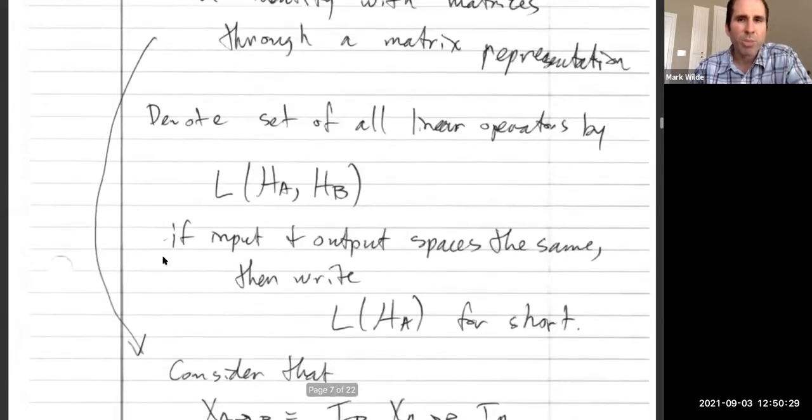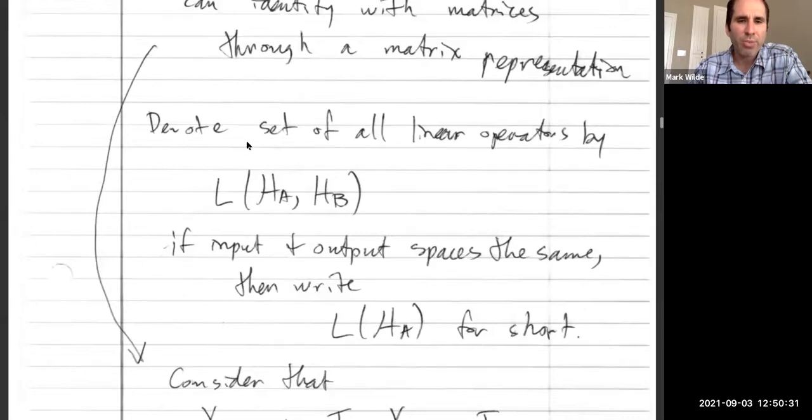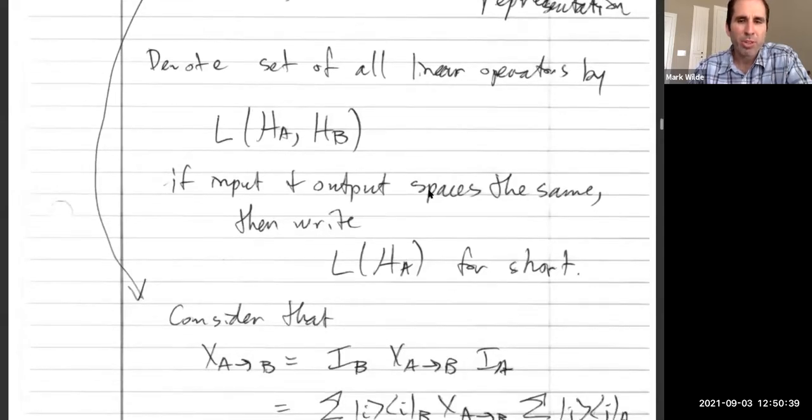Okay, there's some notation that we're going to use throughout. This is the set of all linear operators from Hilbert space A to Hilbert space B. If the input and output spaces are the same, then we can just abbreviate it to one argument in this L.